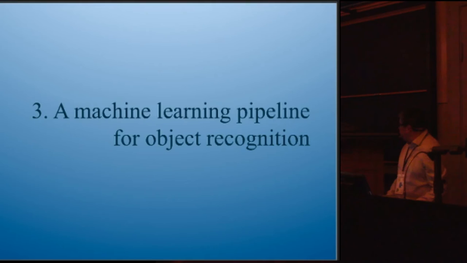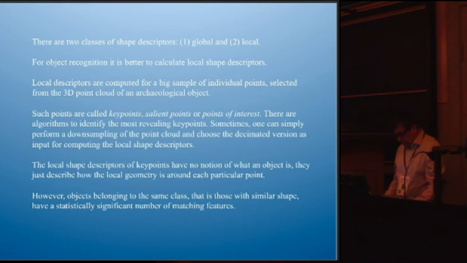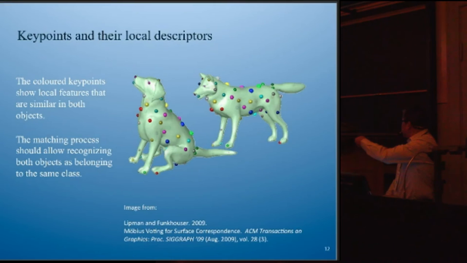So for this phase of object recognition, first we need to detect a lot of interesting points on the surface of the models. There are many algorithms in the computer vision literature to extract the most interesting points from which we are going to extract the shape descriptors, the local descriptors. So we extract a sample of points on the surface of the model, and then compute a shape descriptor for each one of these points. Basically, we select a sample of points on the surface of the model and extract local descriptors on each one of these points.